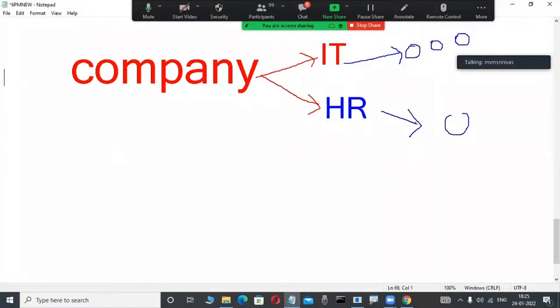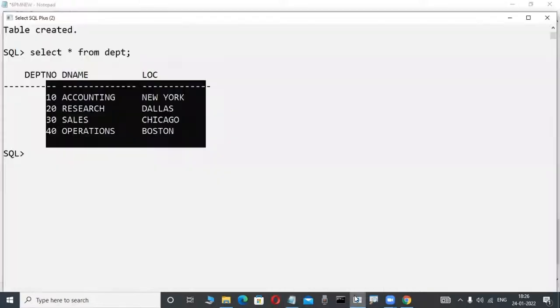For example, this is a small scenario. In a company, an IT department and an HR department are there. One company, two departments. In this IT department, three employees are working. In the HR department, one employee is working. Suppose you are a first-time newcomer. How are you thinking?